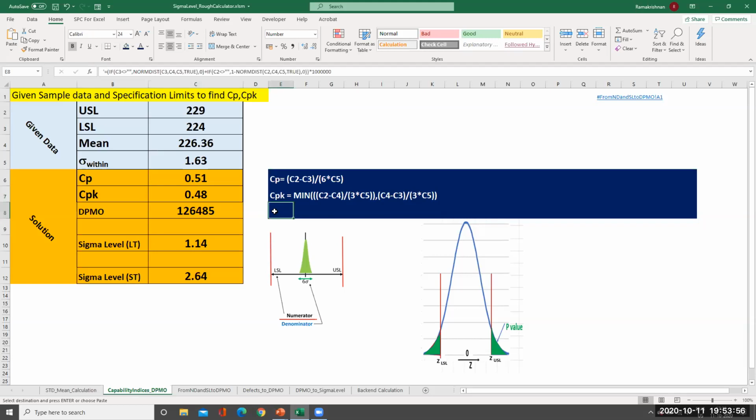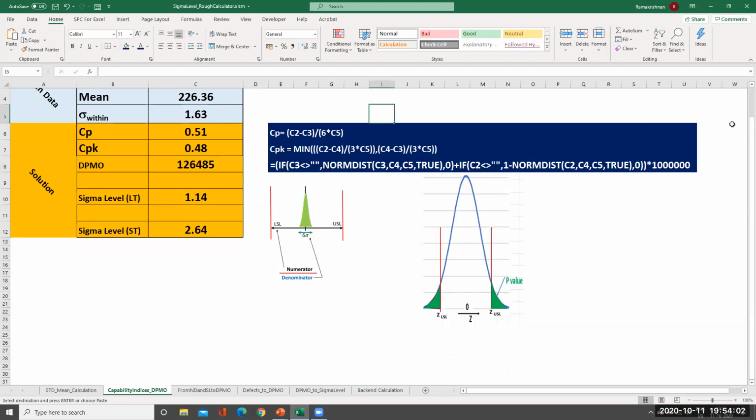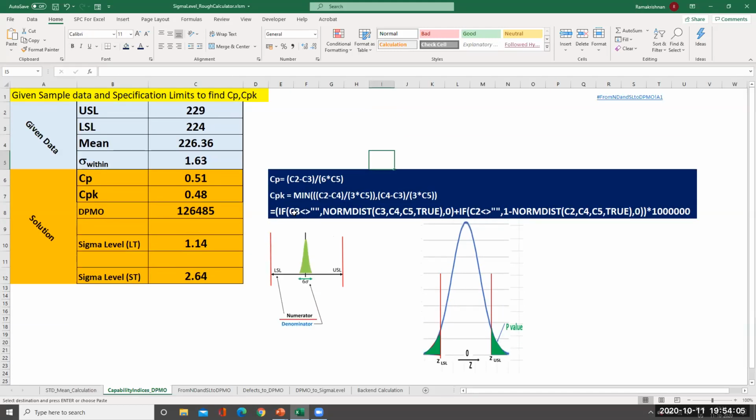Okay? Then the DPMO calculations, I'll show it here. Please note what it does is, first of all, it checks that the USL and LSL are numbers. Right? C3 is not equal to blank and C2 is not equal to blank. And then it is finding the normal distribution for C4 and C5, that is for this mean and standard deviation. True means left hand side area for C3. C3 is LSL. LSL is on the left hand side. Therefore, true means left hand side area.